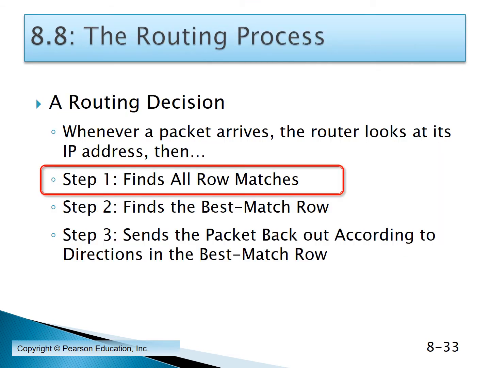Now we'll talk a little bit more about the routing process. Whenever a packet arrives at the router, it will look at its IP address, and then there will be 3 steps. Step 1 is to find all the rows that match this IP address. Step 2 is to find the best match row out of all these matches. And step 3 is to send the packet out according to the directions in the best match row.